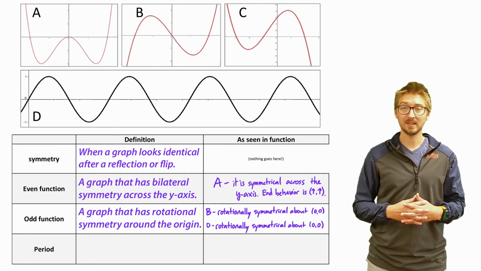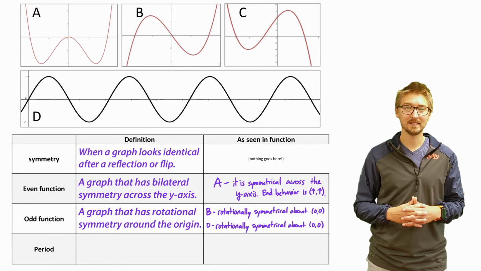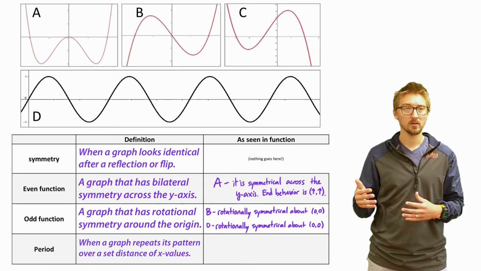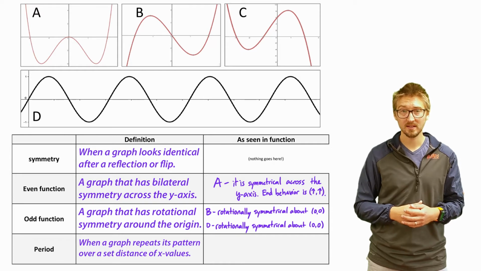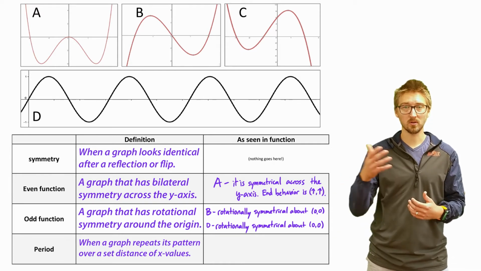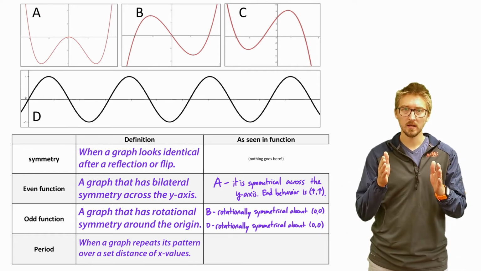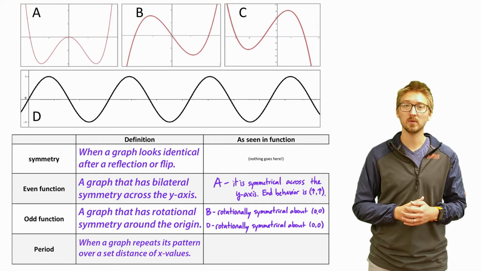Below the terms of even or odd function is this idea of period. A period is when a graph repeats its pattern over a set distance of x values. So it means that the graph would be cyclical. It happens in cycles over and over and over again. And so we're wondering, how long does it take before the cycle repeats?